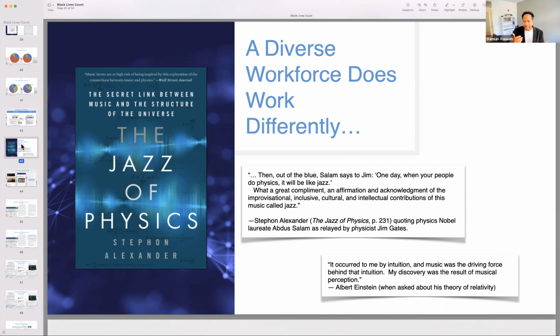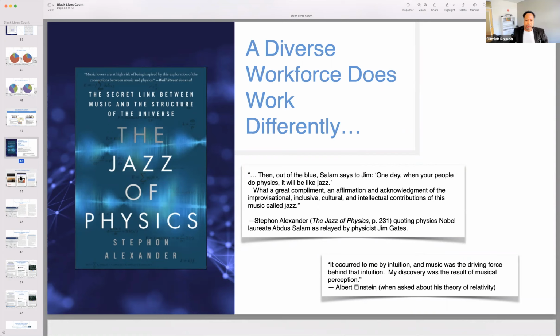And I think the basic argument is, if music inspires physics, and if he's playing from a Black music tradition, then you have to say that his culture is changing the way he does physics. Even Albert Einstein, apparently, when someone asked him about his theory of relativity, he said, "It occurred to me by intuition, and music was the driving force behind that intuition. My discovery was the result of musical perception." It's kind of hard to argue with Einstein.